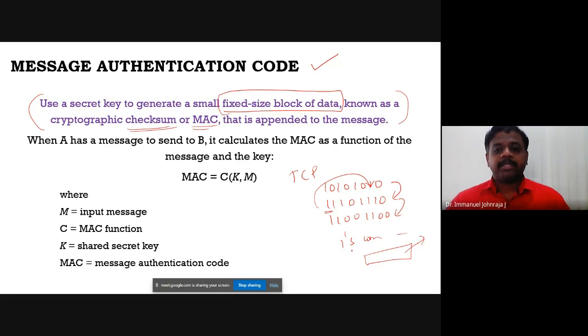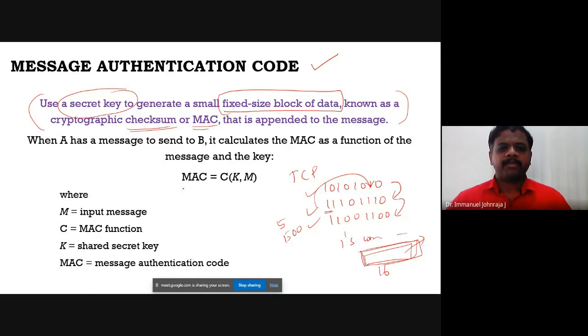Do you remember, irrespective of the input, whether you go for 3 words or 5 words or 500 words or 1500 words, the checksum is going to be 8-bit or 16-bit as per the implementation. Same logic. But in the internet checksum, we don't use any cryptographic calculation. We only add the plain values and calculate the checksum value. But here we use a secret key to generate the small fixed-size block of data. Otherwise, the logic remains the same.